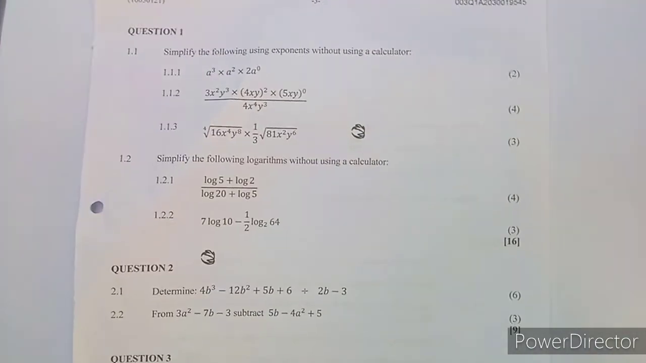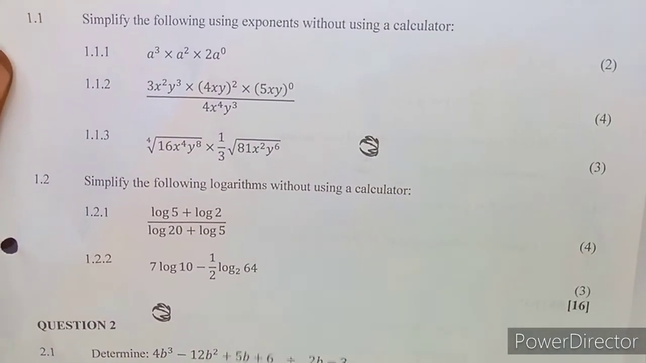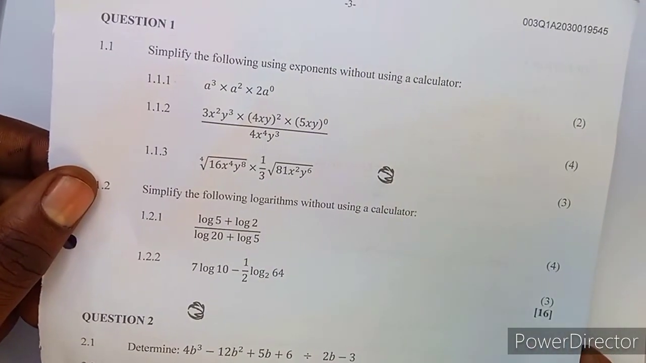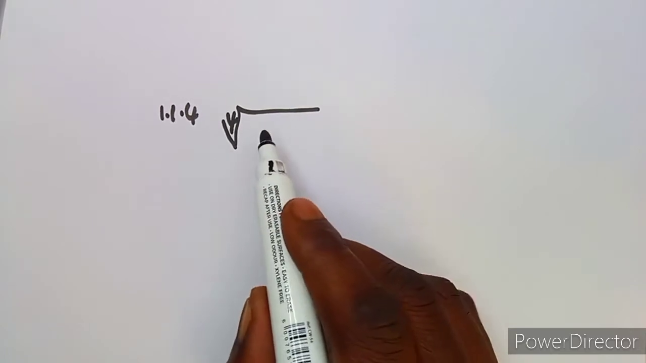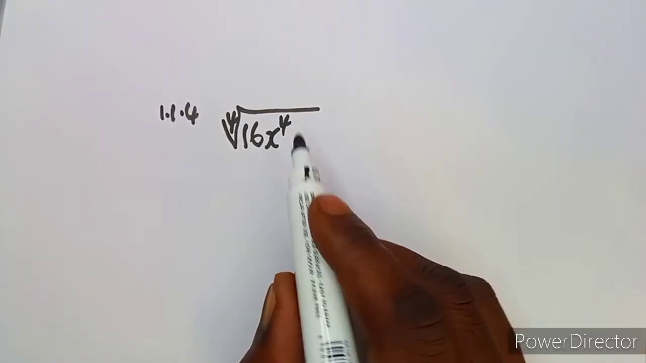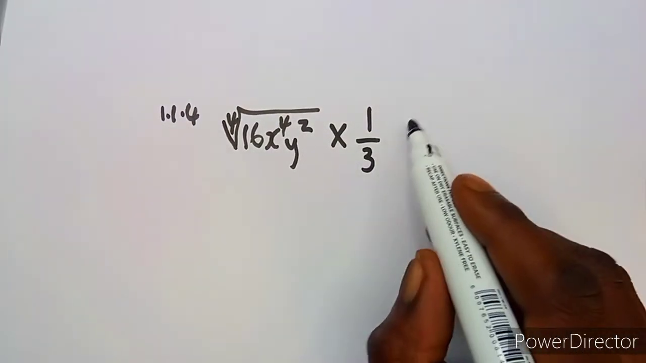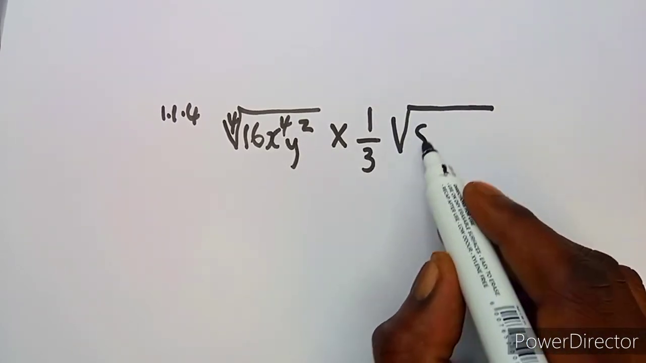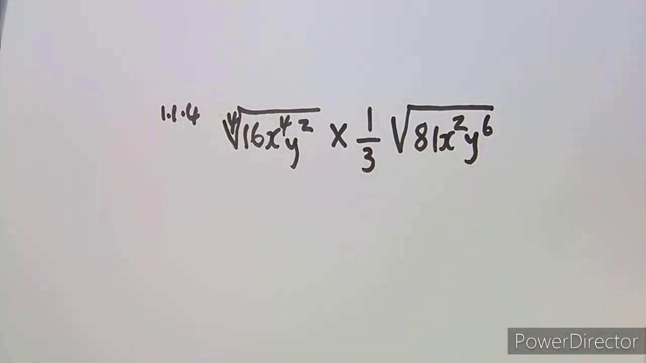So exponents, guys, just a matter of applying the laws and so forth. Okay, the other part on 1.13 is the fourth root of that number that you're given there. So what can we actually do on this part? We are given the fourth root of 16x to the exponent of 4, y to the exponent of 8, multiplied by 1 over 3, and we are given the square root of 81x squared y to the exponent of 6. Okay, so how can I simplify this part?